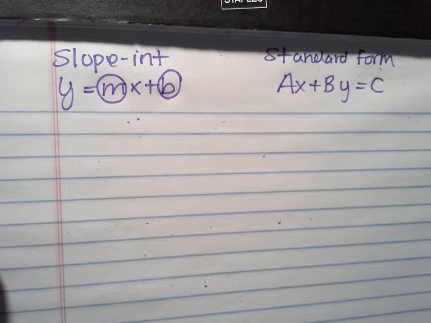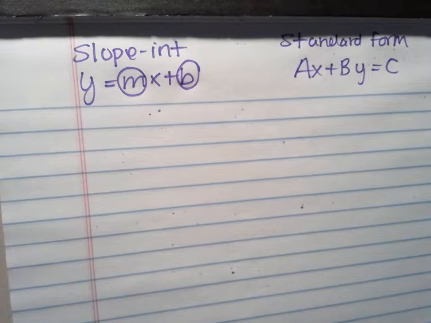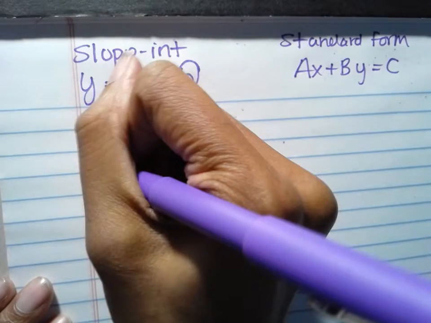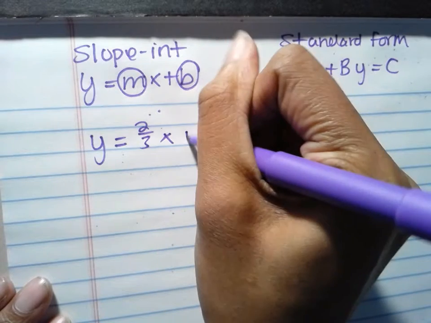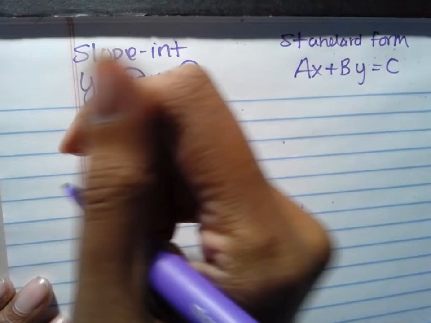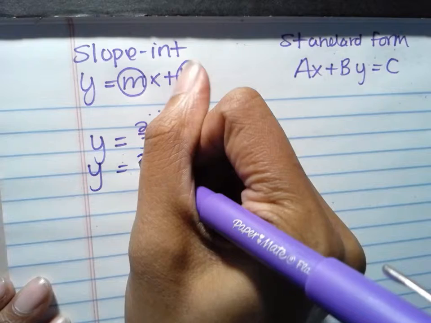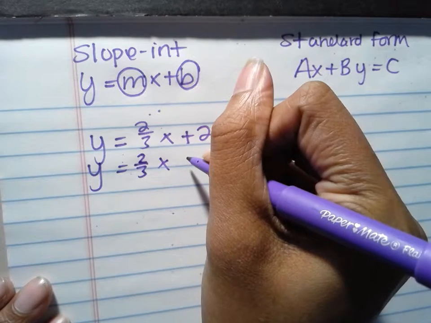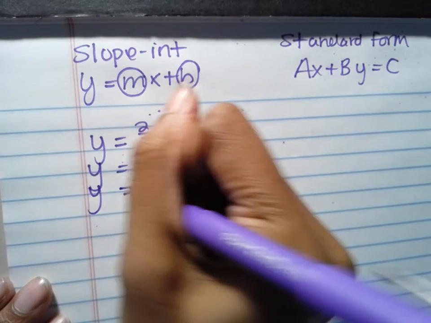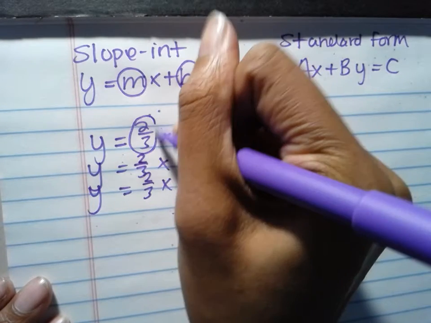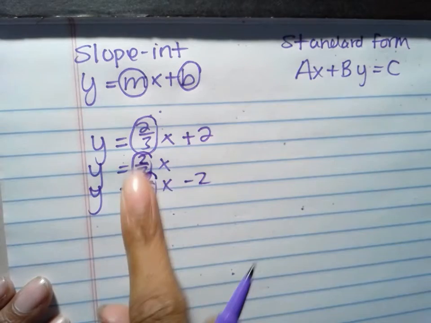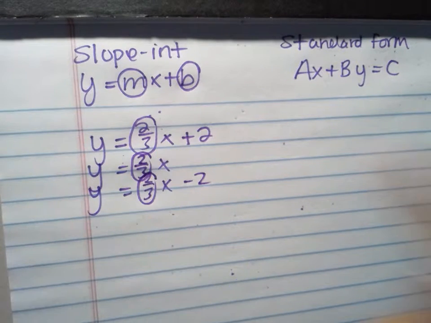When we were talking about parallel lines, when you graph parallel lines, you can look at equations. If they give you equations and ask you, will these create parallel lines? Y equals 2/3 x, y equals 2/3 x plus 2, or y equals 2/3 x minus 2. If you look carefully, the slope in front, remember, slope is always in front of x. If the slopes are the same, you know these lines are parallel. So parallel means the lines are across each other.